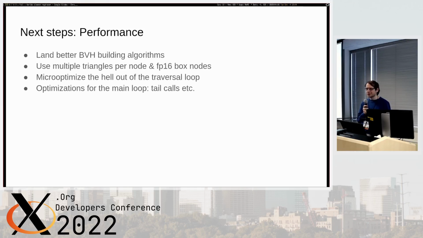Micro-optimize the hell out of the traversal loop even more. I mean, it's a pretty tight loop. I think we're doing about 70 ALU instructions per iteration right now. And I'm trying to remove every one of them.